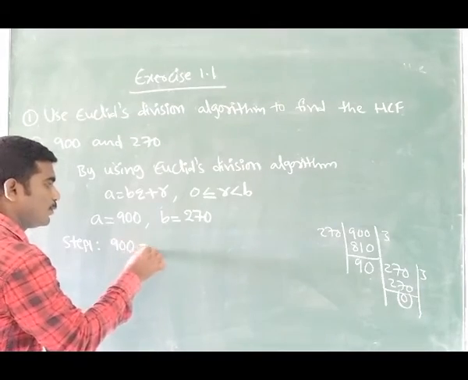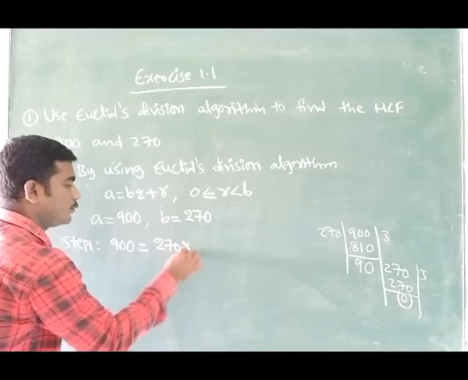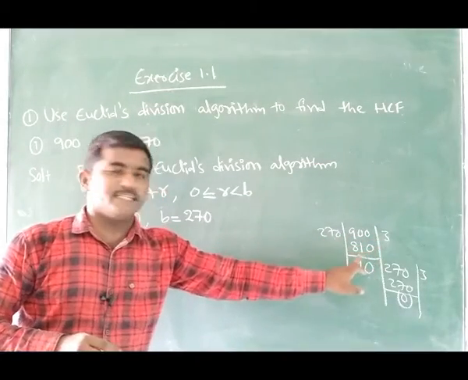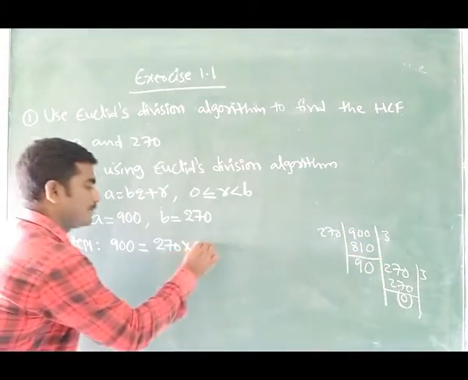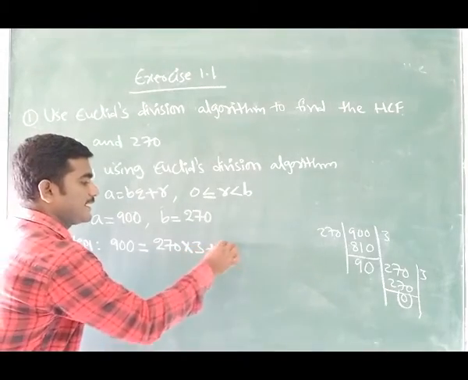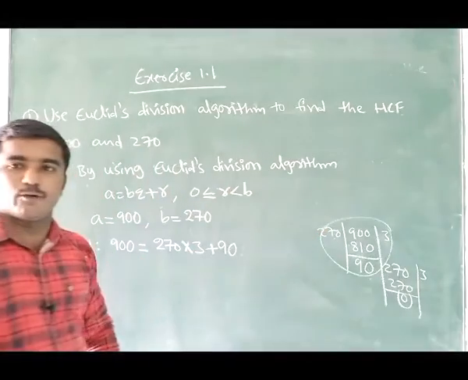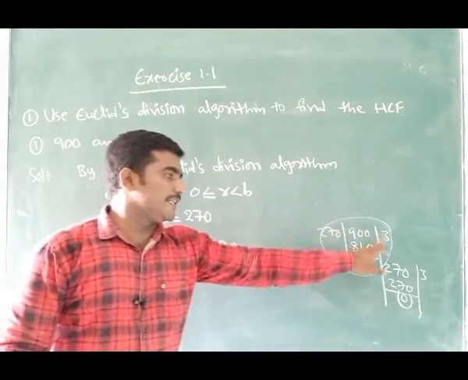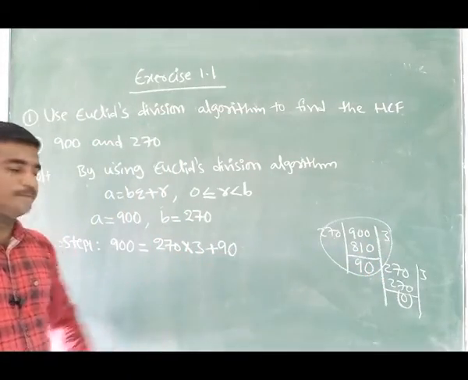900 is equal to BQ plus R. What is the B value? We have 270 into... the process: dividend equals divisor into quotient plus remainder. 900 is equal to 270 into 3 plus 90.